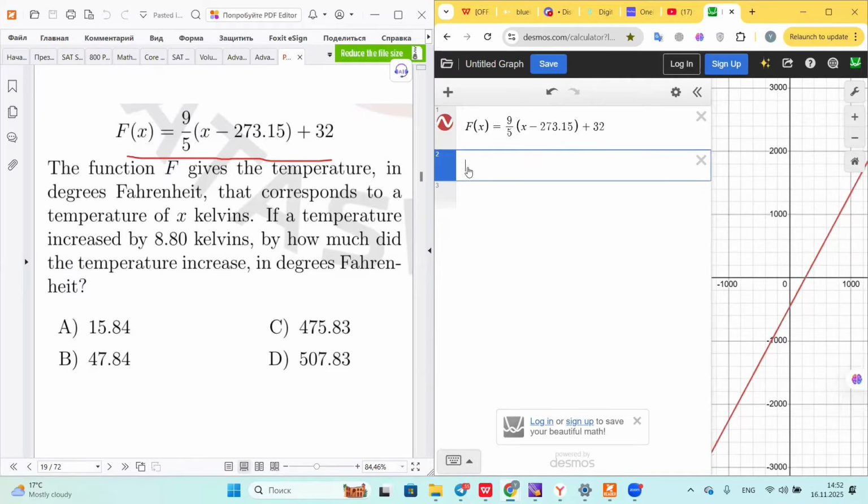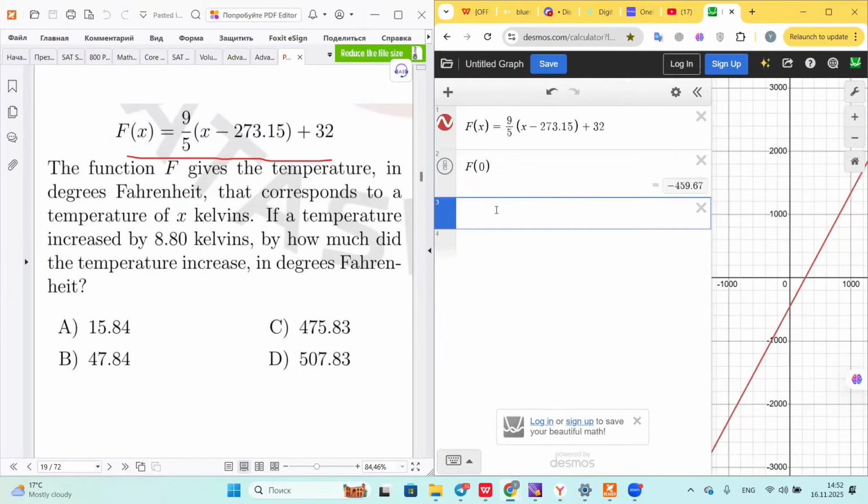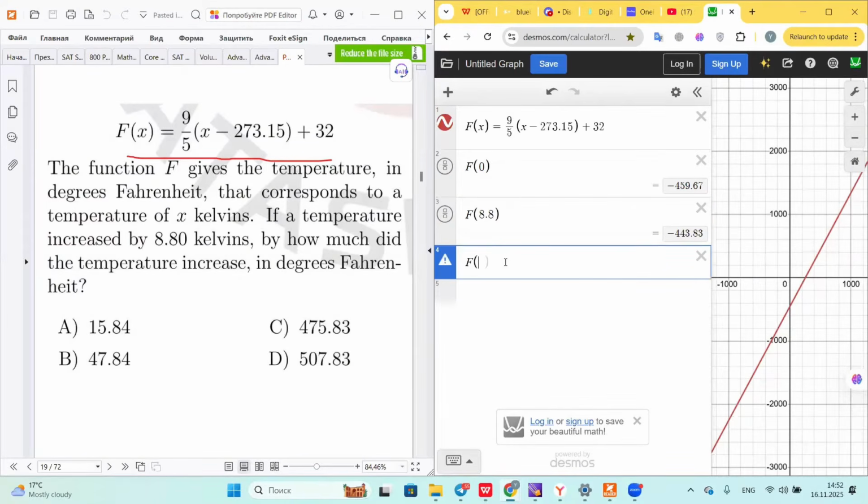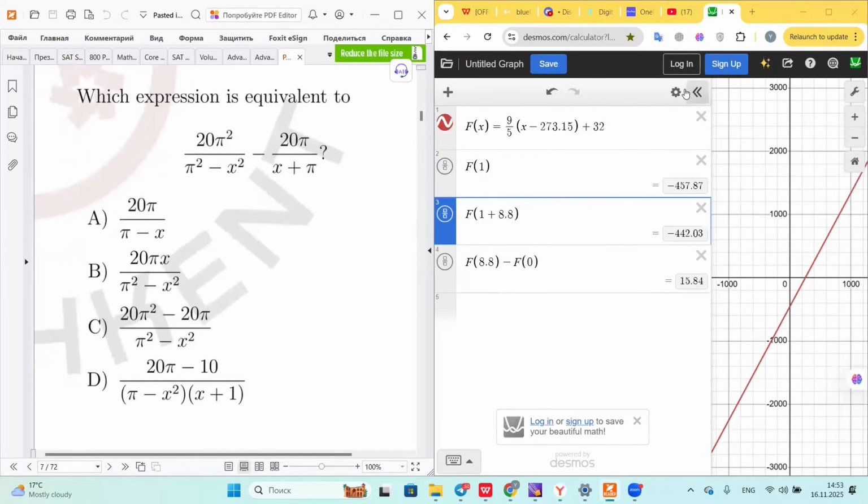Okay, it means, for example, when x is 0, f of 0 is some value, and when x increased by 8.8, it becomes f of 8.8. Now f of 8.8 minus f of 0 is the difference. It means in Fahrenheit, the temperature increases by this. So the problem is solved.